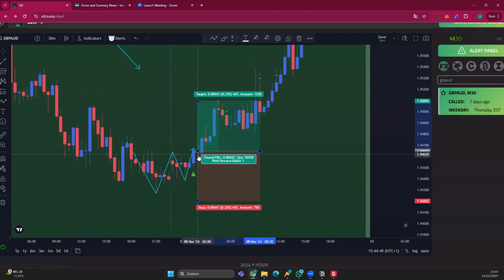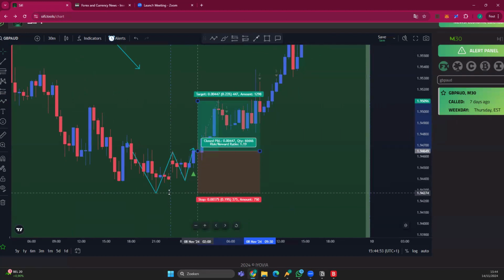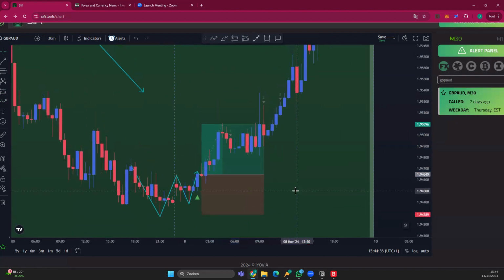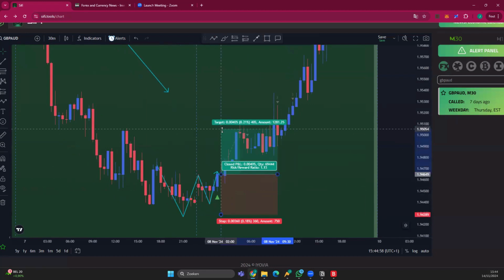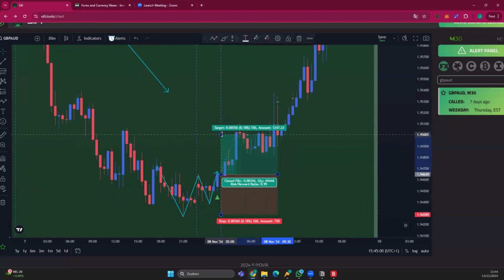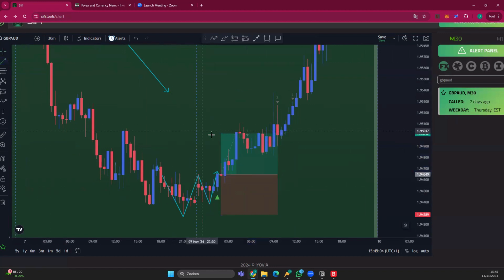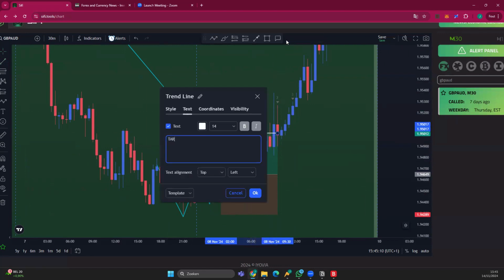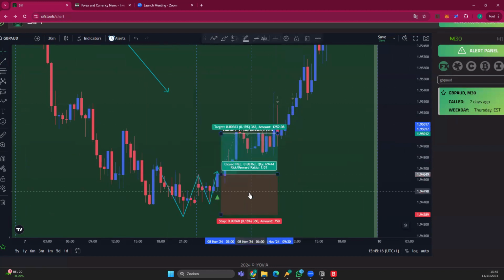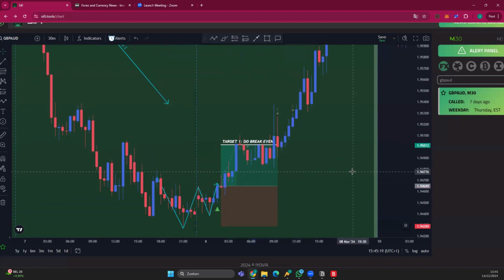Once the arrow is painted, on the next candle, you'll be notified. You put your stop loss below the low. And the first target is a 1-to-1 risk to reward. That's the first target, target 1. Now, once we hit target 1, I'm going to put an alert here as well. Target 1. And this target will say go break even, meaning we move our stop loss to our entry zone.